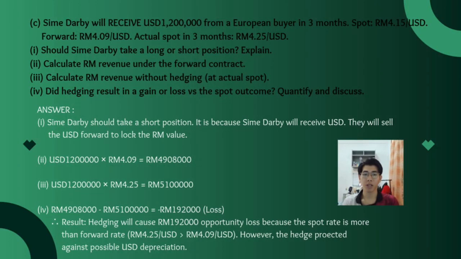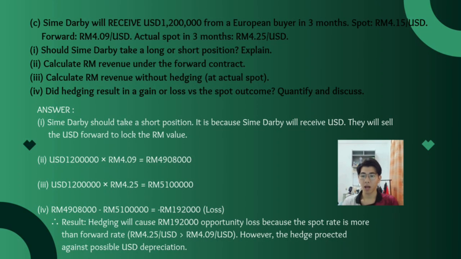It is because SMW will receive USD. They will sell the USD forward to lock the RM value. 2 Roman, USD 1,200,000 times RM 4.09 equal to RM 4,908,000. 3 Roman, 1,200,000 times RM 4.25 equal to 5,100,000.